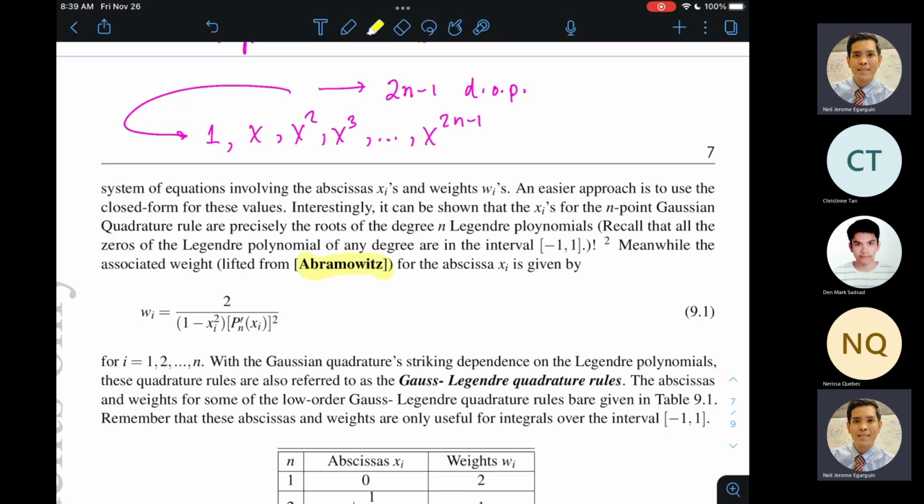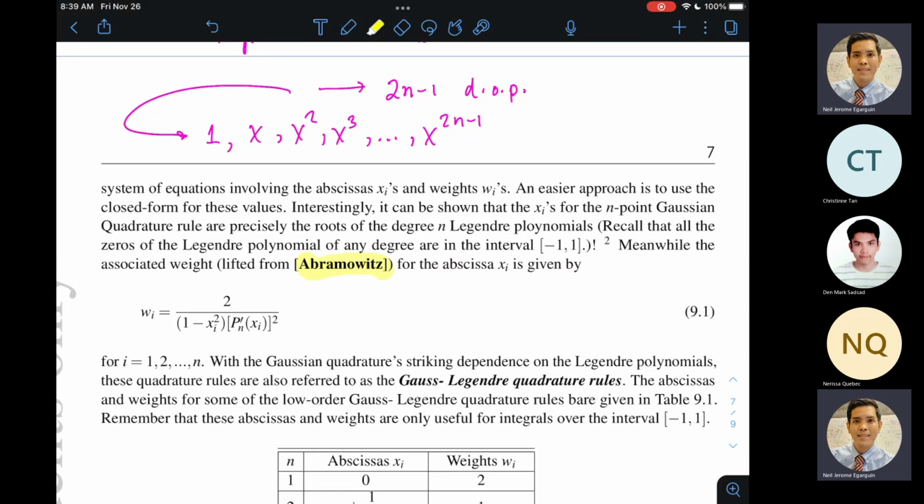Possibly it is already known. I just didn't encounter it before. I didn't even bother looking because I was content with solving the nonlinear system. But probably last year I came across this book by Abramowitz and saw that, okay, there is another way to get the abscissas and the weights for Gaussian quadrature rules.